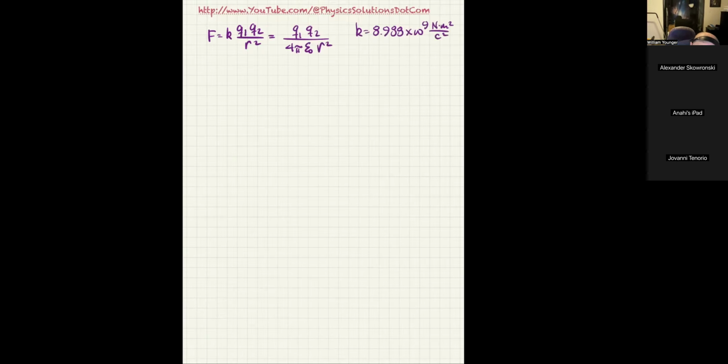And then alternatively, if you want to use the other version, which is what I use, then it's 8.854 times 10 to the negative 12th coulombs squared per Newton meters squared. So that's those two constants.